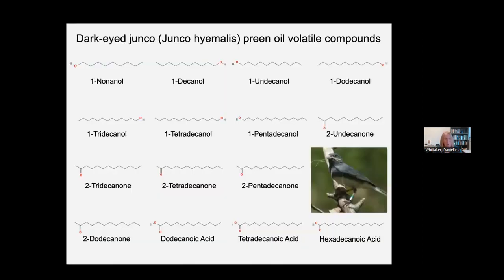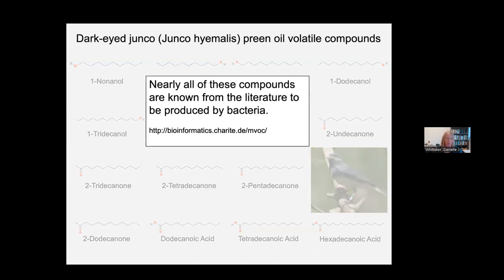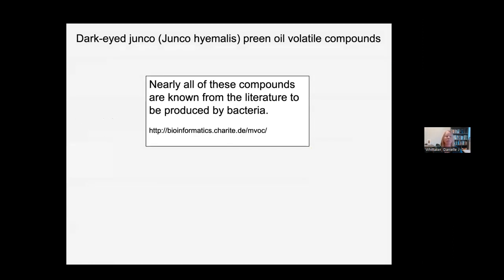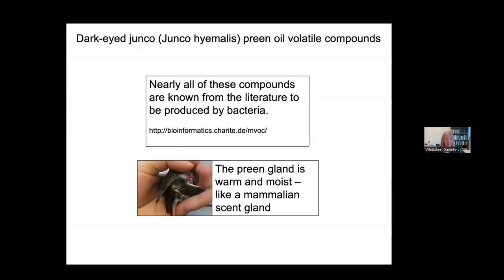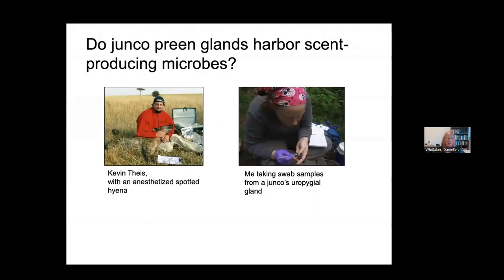I went back to my list of compounds and looked at the scientific literature and found that nearly all of them were known to be produced by bacteria. And thought again about the uropygial gland or preen gland. It's dark, it's warm, it's moist. It's probably a pretty good place to grow bacteria. So it's got a lot in common with a mammalian scent gland. So Kevin and I teamed up.